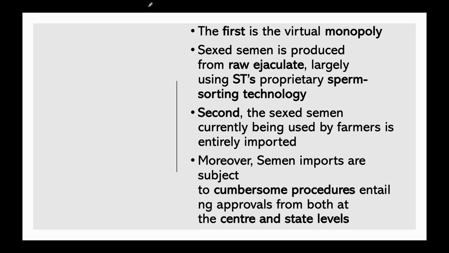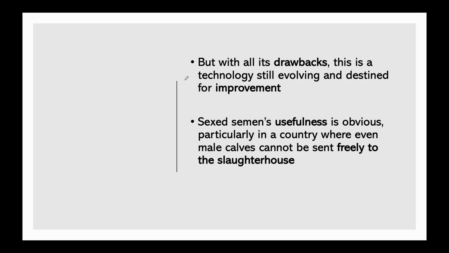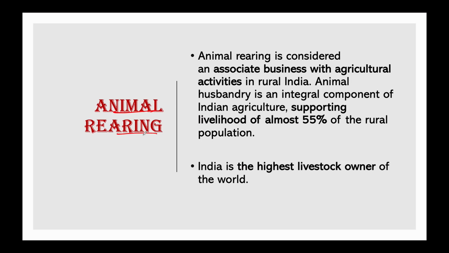In this PDF you'll find what ST is doing about the sexed semen technology. I have explained you all. Now we'll talk about animal rearing. It is considered an associate business with agricultural activities in rural India, and animal husbandry is an integral component of Indian agriculture, supporting the livelihood of almost 55% of the rural population. India is the highest livestock owner in the world, and you should know about this, and the livestock sector alone contributes more than 25% of the value of output at current prices.